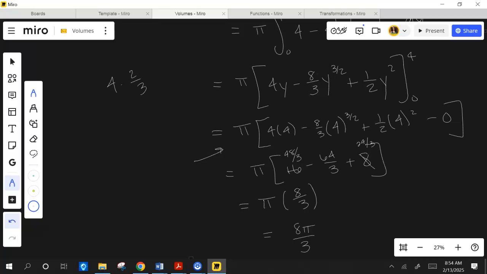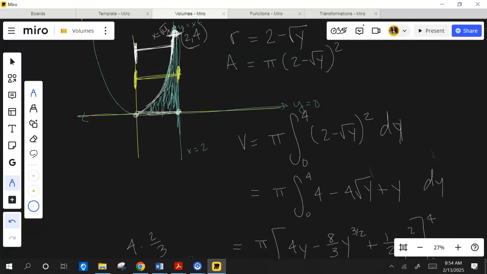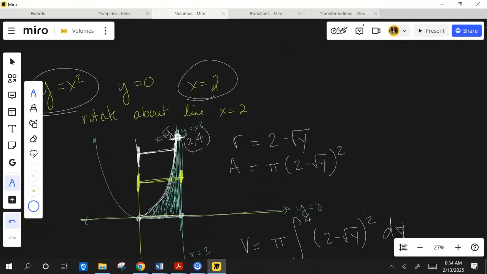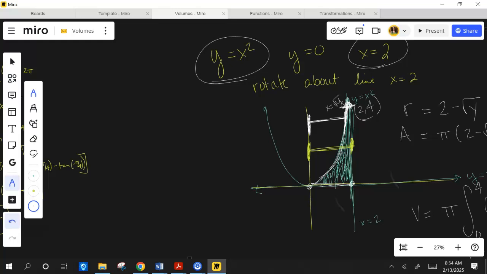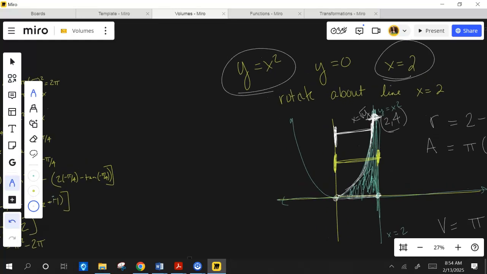Let's see what they got. Oh, never mind. I don't see an answer for this one. While I do that, rotate this about the y-axis. Same song and dance, rotated about the y-axis. Now you got walls and holes.